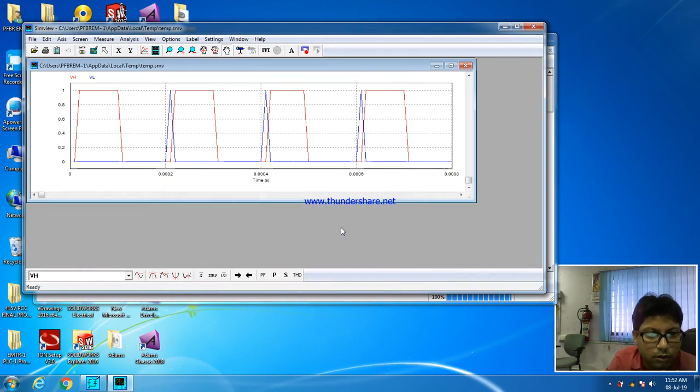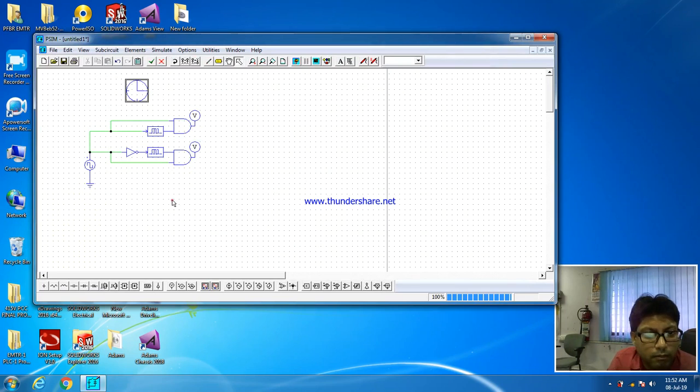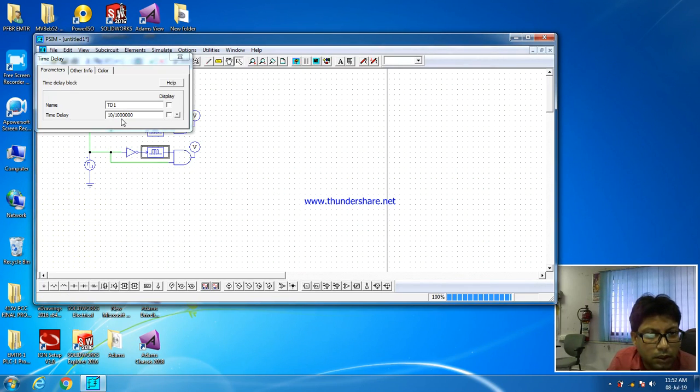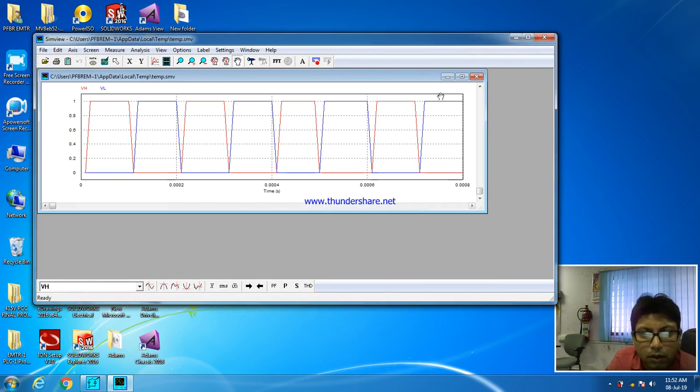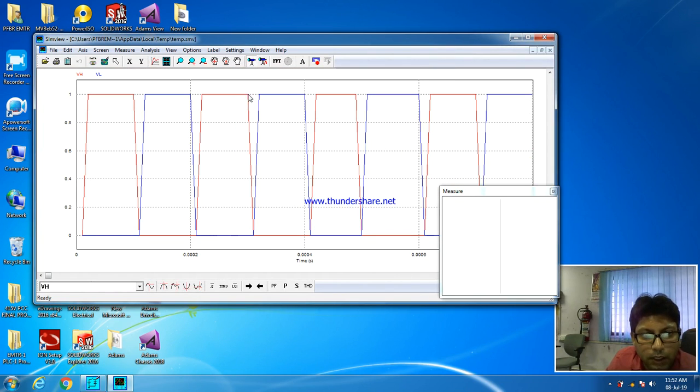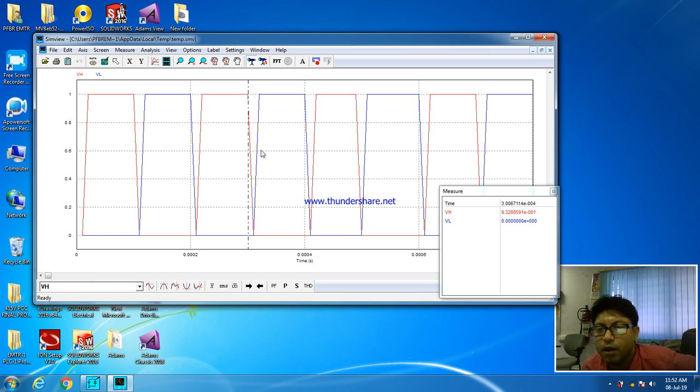Now I am adding both. This will be the delayed pulse. Now let us check and go. You see, now I got a delay. How much, 10 microseconds I have given. You see, this time is actually 0.3 millisecond, and it is going 10 microseconds ahead.